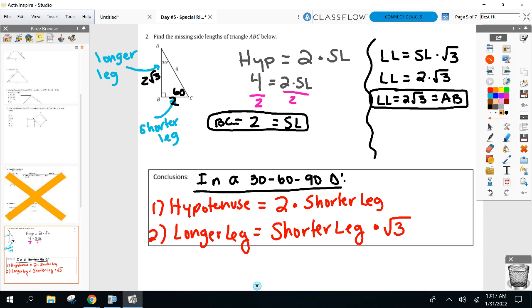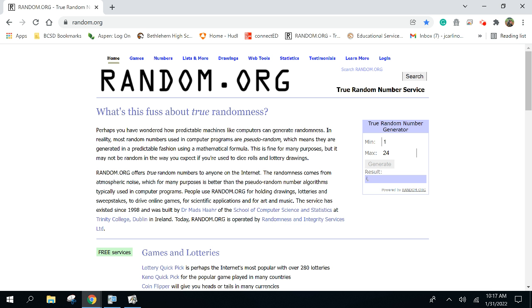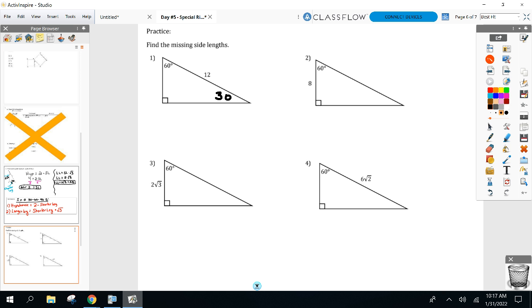Questions from you guys yet? One's not going to make you great. We need a lot of reps here. All right, so now let me start calling on numbers. Let's go to number 1 here. Everyone see we identify this is definitely a 30, 60, 90 triangle. What is the 12 referring to in a 30, 60, 90? That's my hypotenuse.